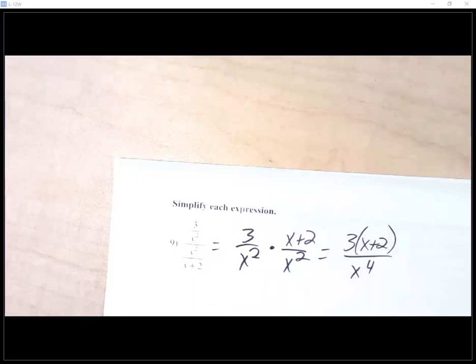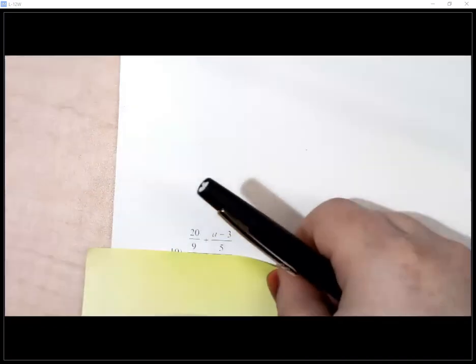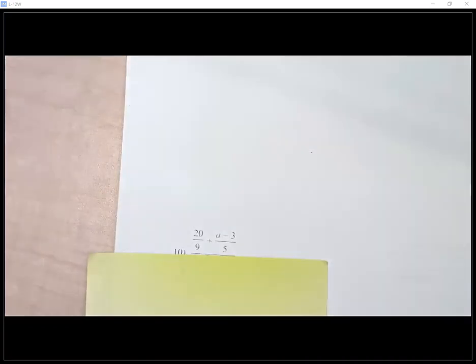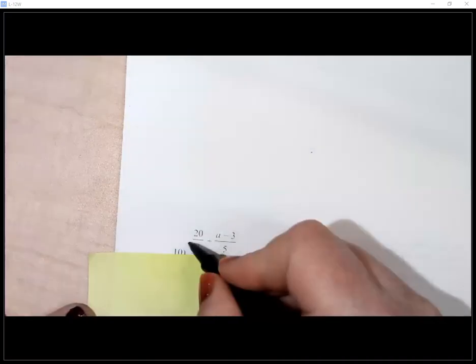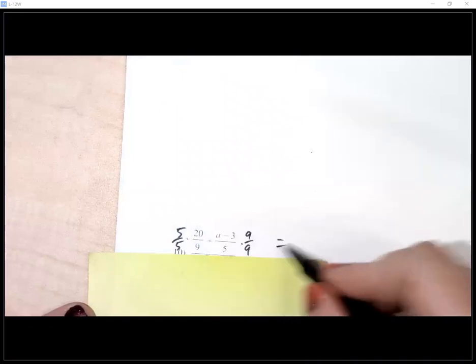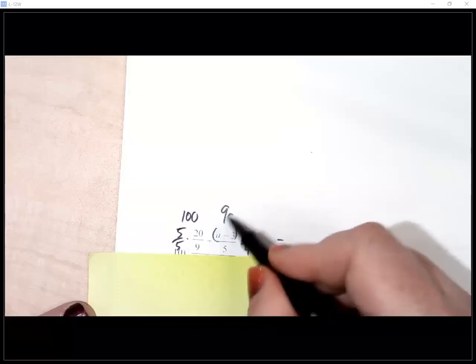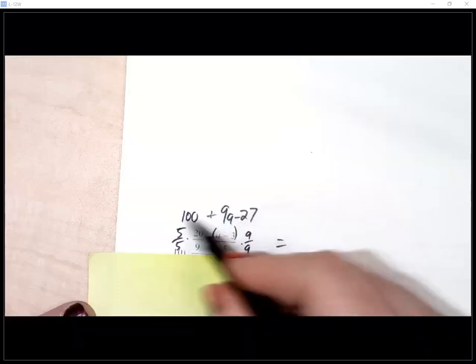Now, 10 is a different story. In 10, I don't have a single fraction over a single fraction. So this is the one where I keep saying, let's just focus on the numerators for a second. I need to combine that into one single fraction. So I need a common denominator, 45, right? So multiply this one by 5 over 5, this one by 9 over 9. So this new fraction is going to be 100. That's 9a minus 27. So when I add those numerators together, look what I get.